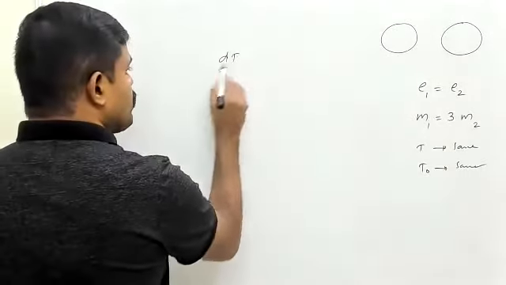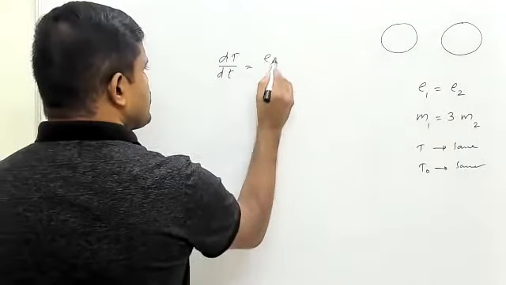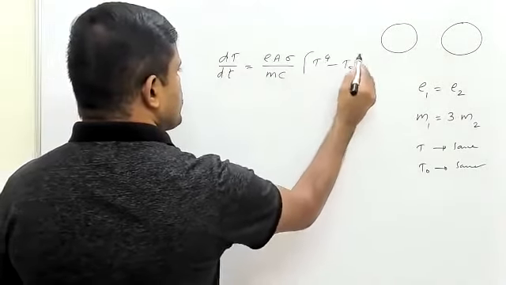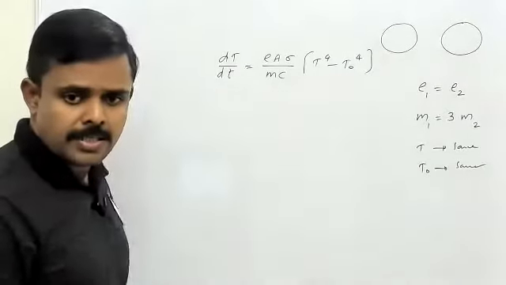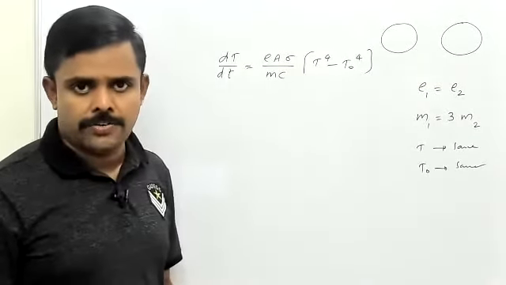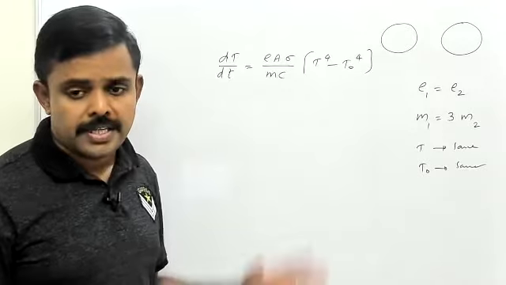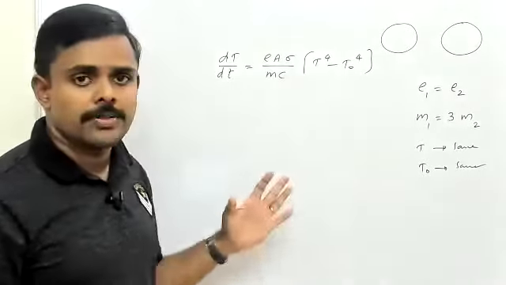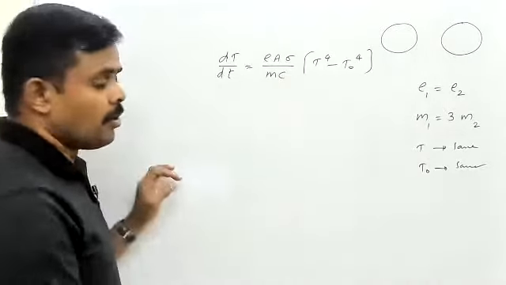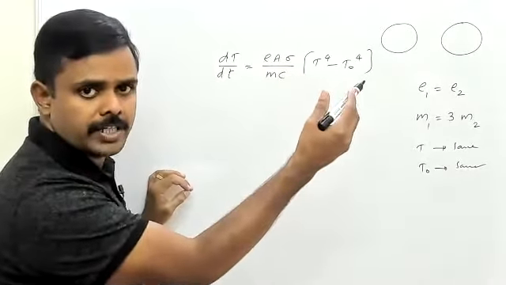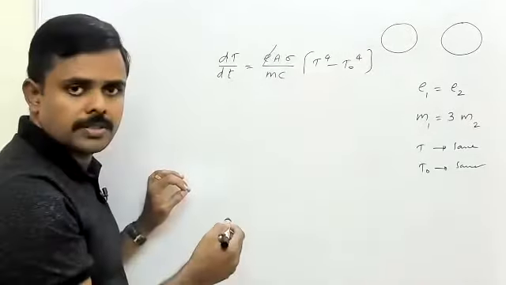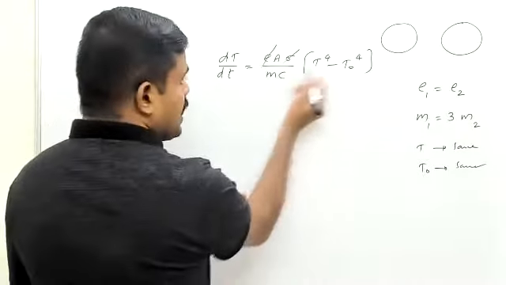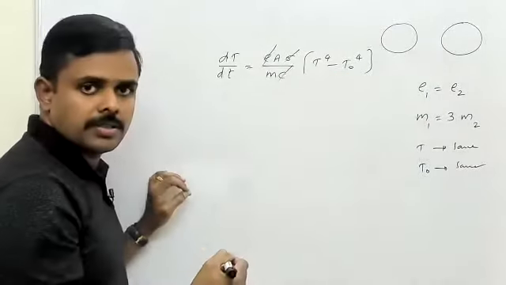Do you remember rate of cooling equation? dT by dt is equal to EA sigma divided by MC into (T raised to 4 minus T0 raised to 4). This is the equation for initial rate of cooling. Both are having same surface finish, that means E is same for both. Sigma, Stefan's constant, same for both. Both are of same material, means C is same for both.